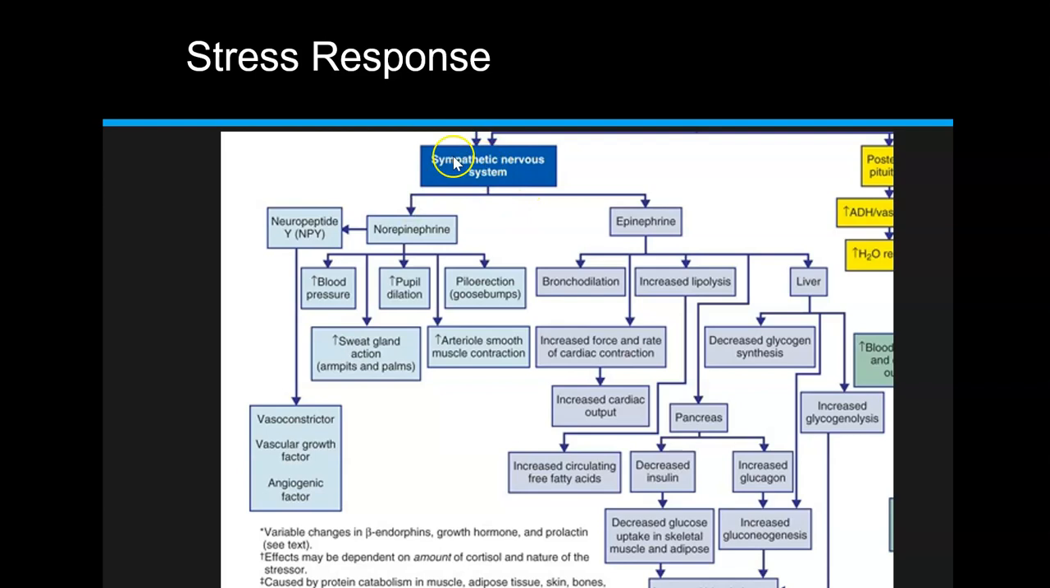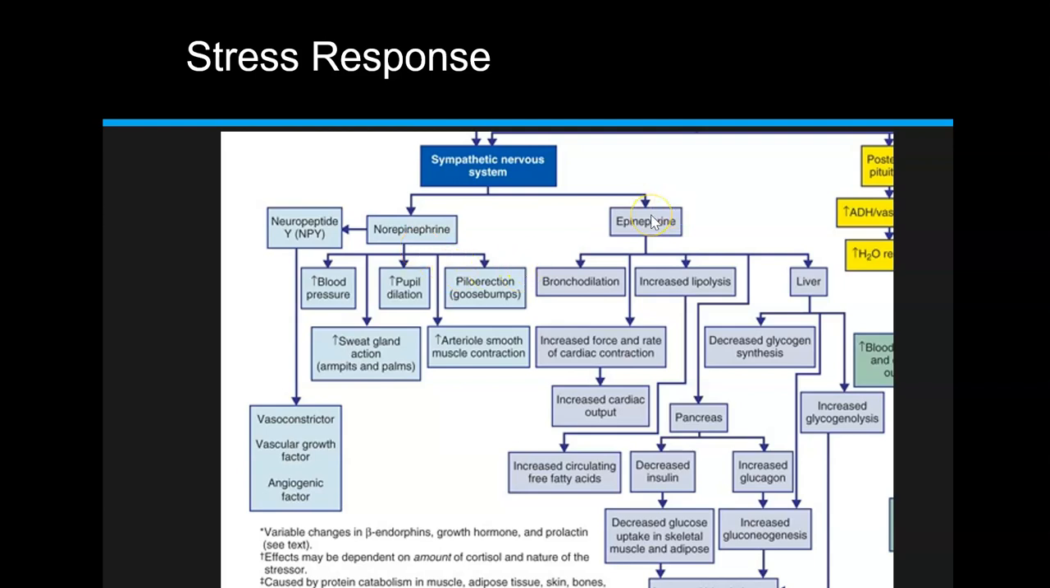So the sympathetic nervous system will interface with the adrenal medulla and cause a release of norepinephrine and epinephrine. And so some of the effects of, for example, norepinephrine would be increased blood pressure, increased pupil dilation, increased sweating, we have piloerections, so goosebumps, and increased arterial smooth muscle contraction. So that will cause vasoconstriction and a higher pressure right here from the high blood pressure. We also get vascular growth factor and angiogenic factors also released.